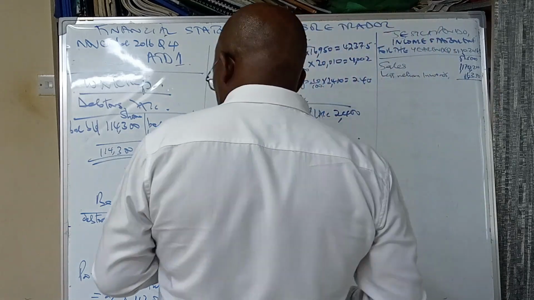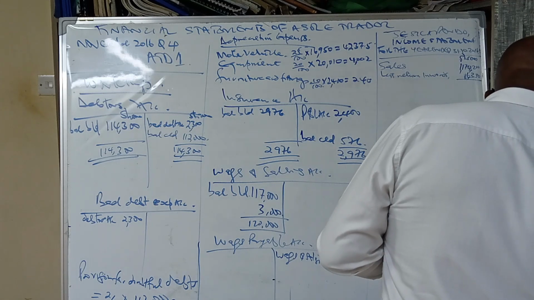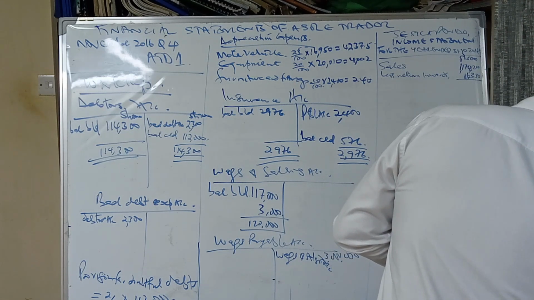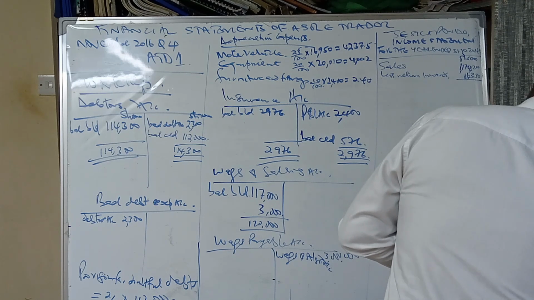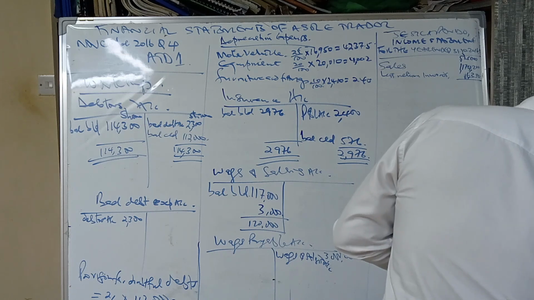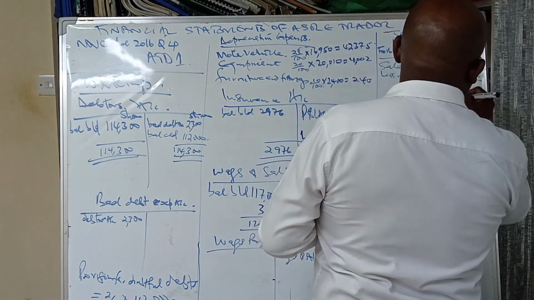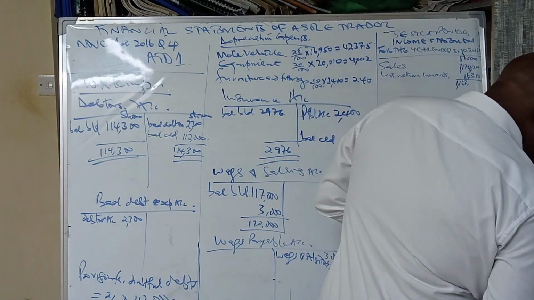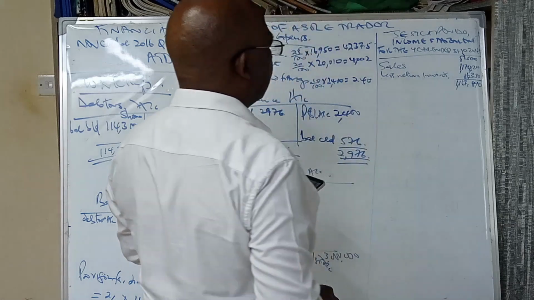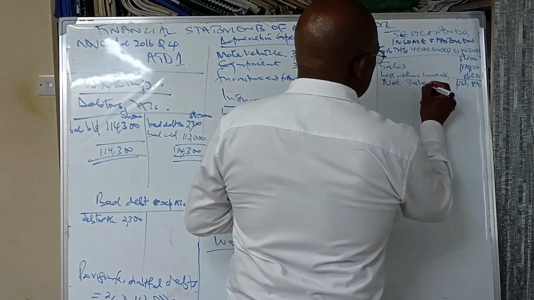So if we were to do that question that way, we would be saying 1,174,200 minus 6,330. We get 1,167,870. That is our net sales.